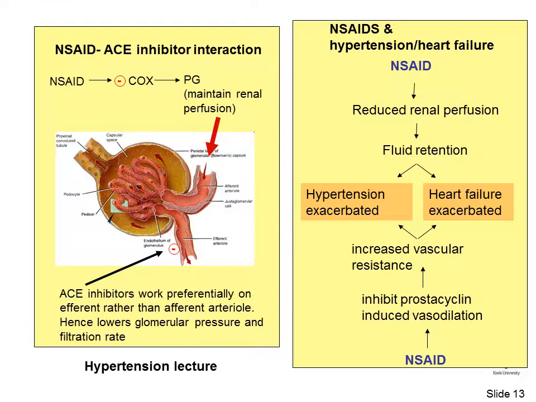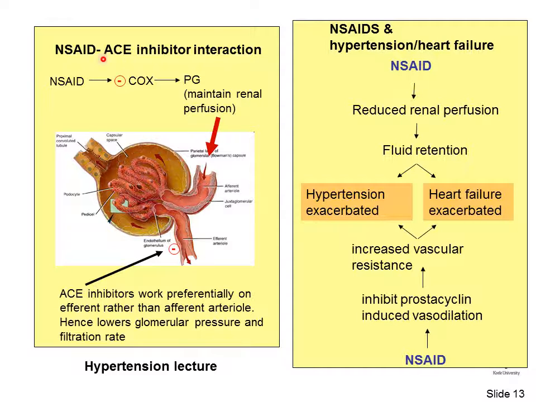Let's just look at some other functions of NSAIDs. So NSAIDs, of course, can have activity in the kidney. So here we've got NSAIDs blocking the activity of COX, and so reducing the production of prostaglandins, in particular prostaglandin I2, prostacyclin. And that's important in causing dilation of the afferent arteriole coming into the glomerulus, and so it maintains renal perfusion. It helps the blood get into the glomerulus and drives glomerular filtration.